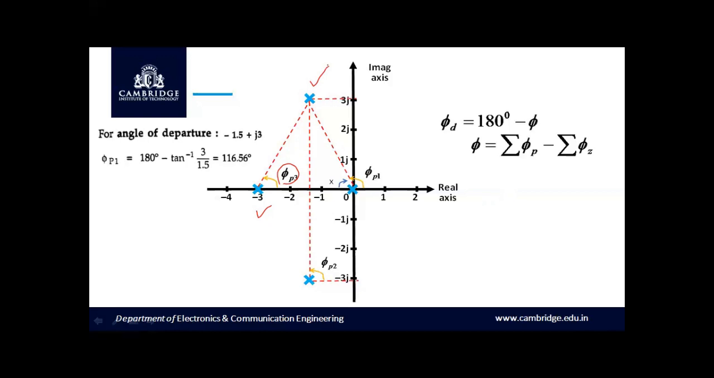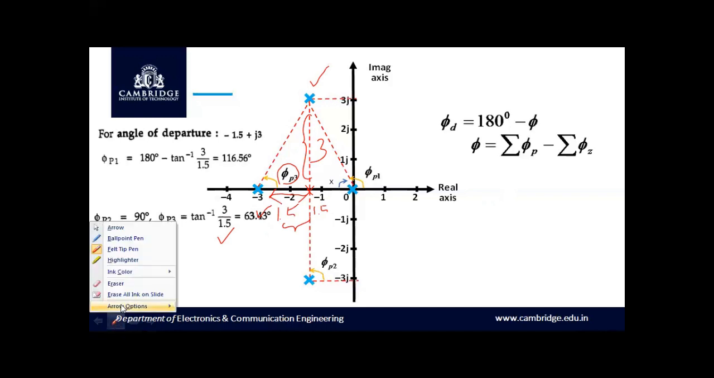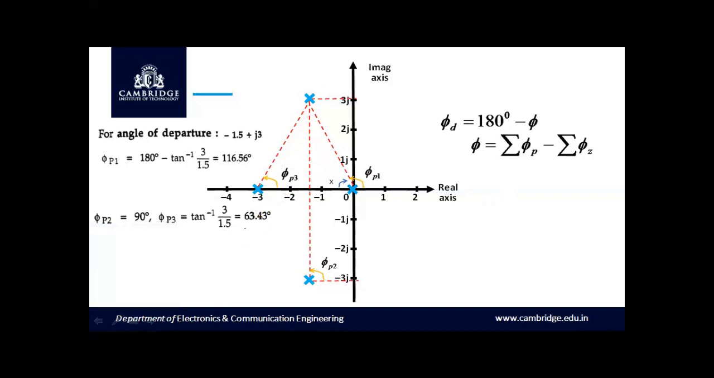To calculate phi P3, let me take this right angle triangle. This side is 3 and this adjacent side is again 1.5. This is exactly at 1.5, so this length will be equal to 1.5. Hence phi P3 is written as tan inverse of opposite side by adjacent side, 3 divided by 1.5. Hence phi P3 is given by 63.43 degree.